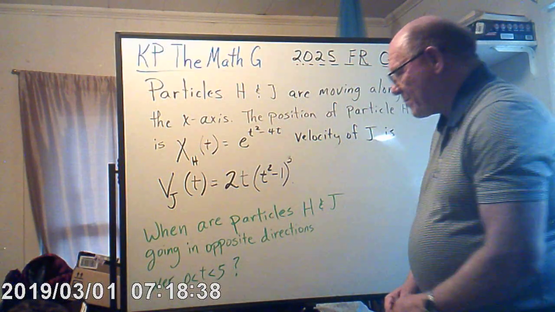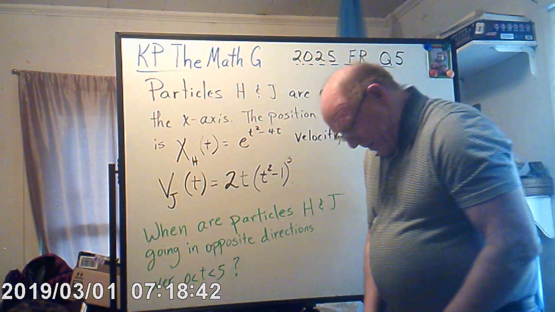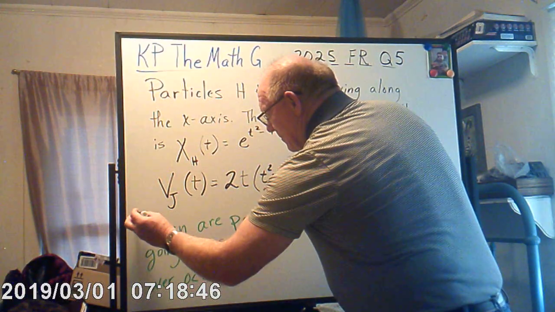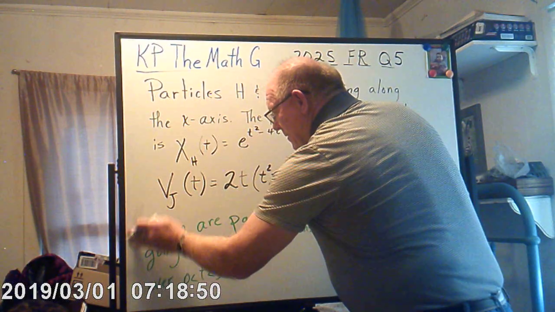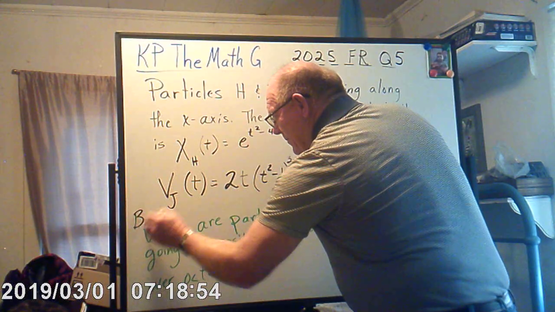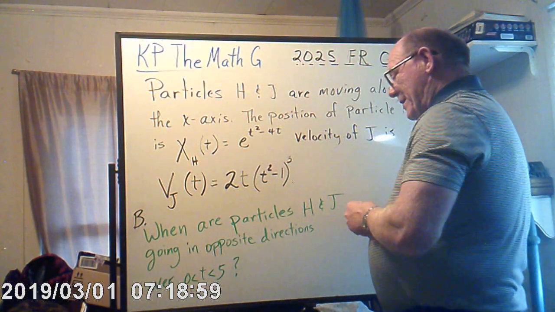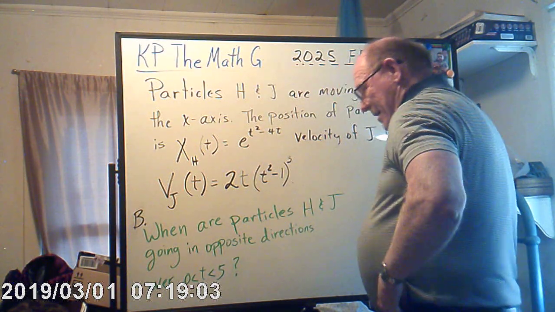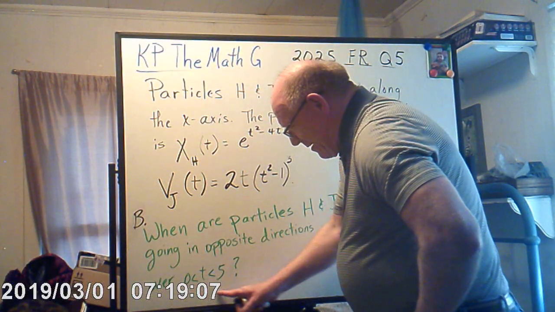So this is Part B right here. When are particles h and j going in opposite directions over this interval from t equals 0 to 5?